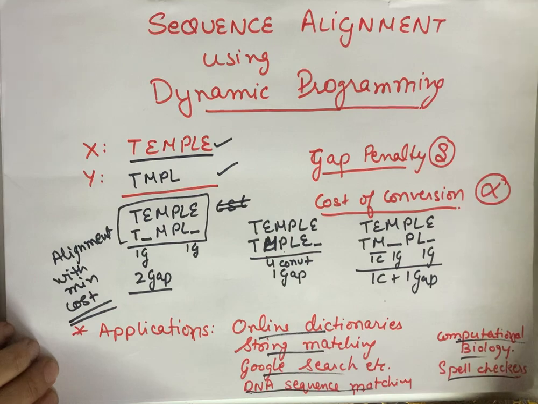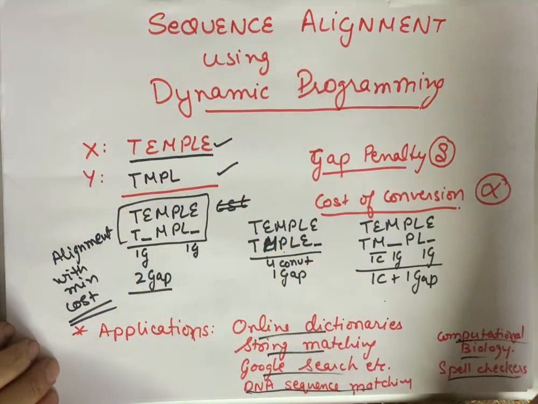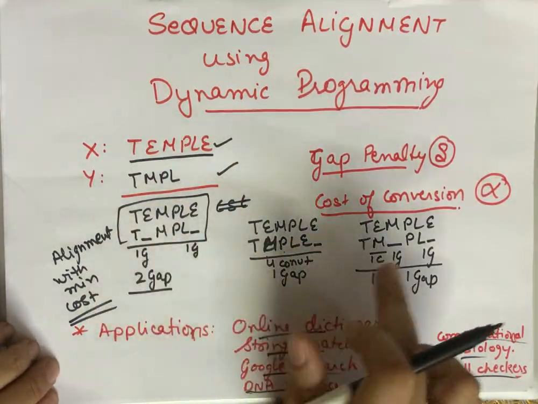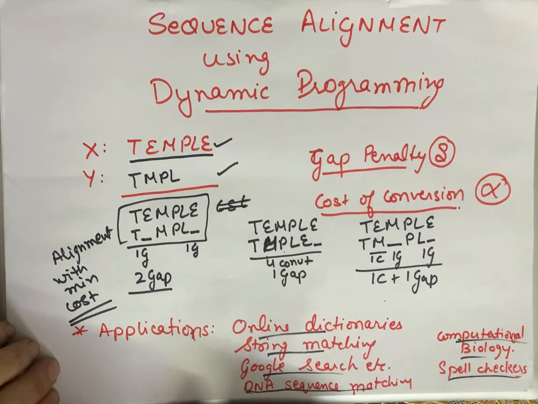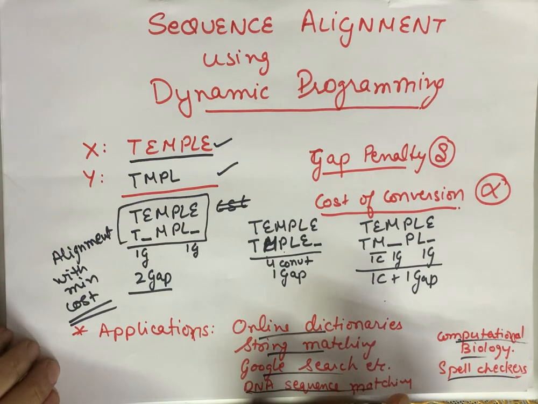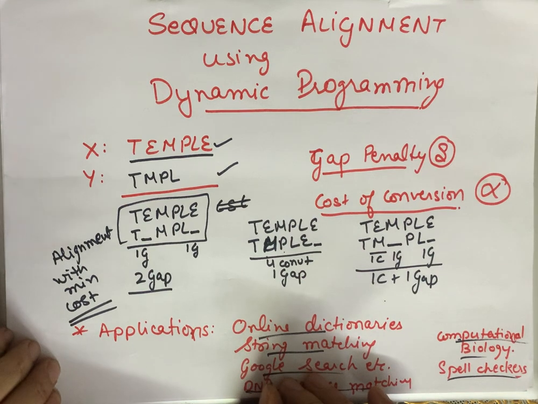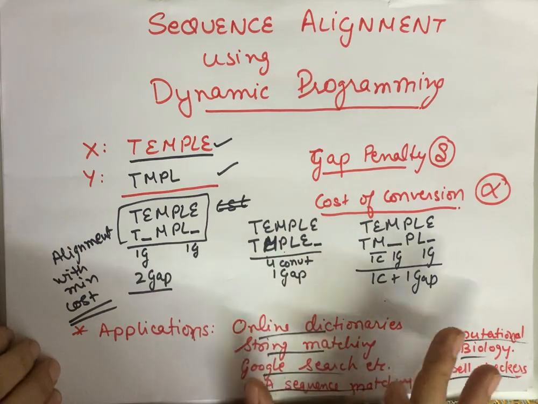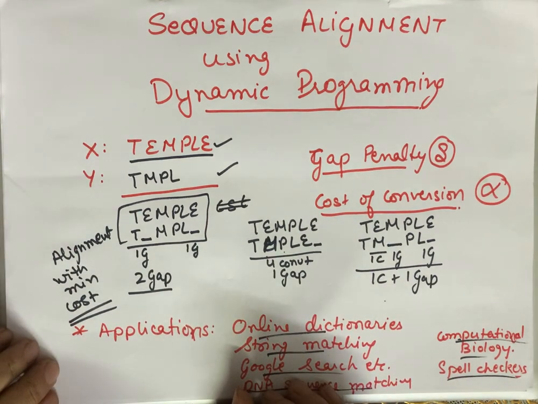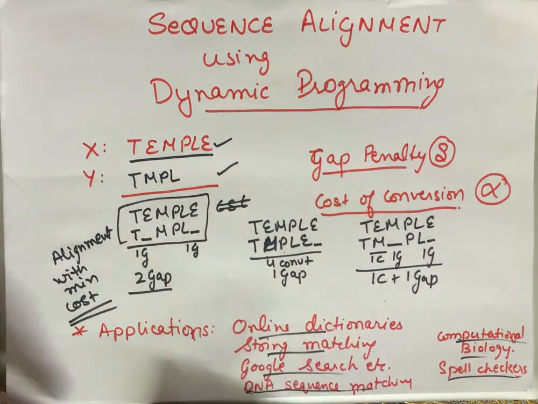So one way is you find all possible alignments, calculate the cost of each, and see which is the minimum. That is going to take exponential time. And exponential time algorithms might not complete in our lifetime. We never are going to implement exponential algorithms. So we try to move on to certain other approaches.